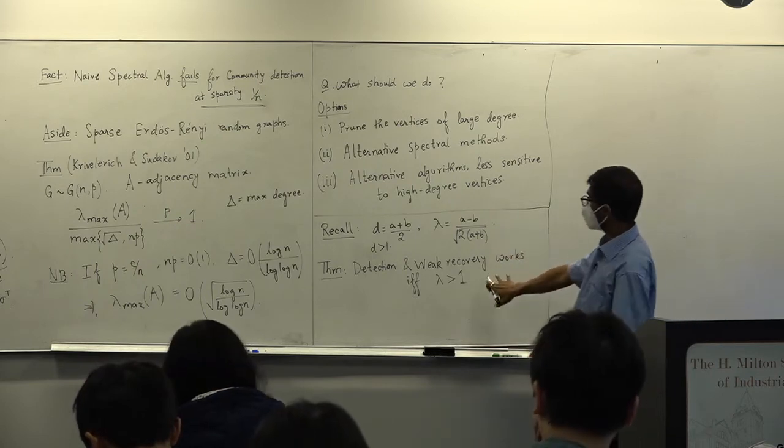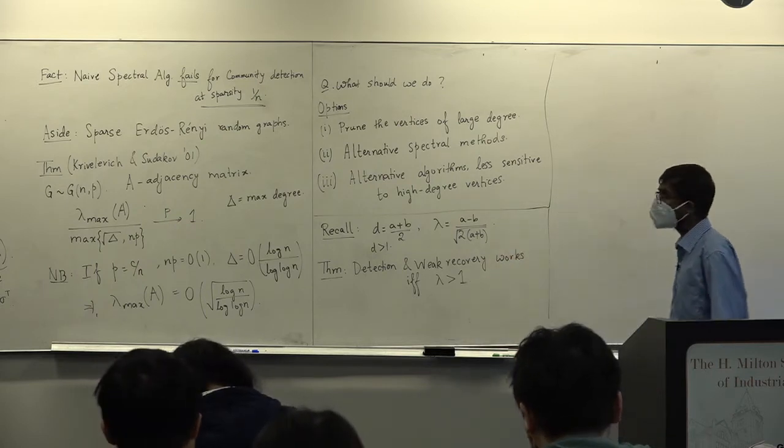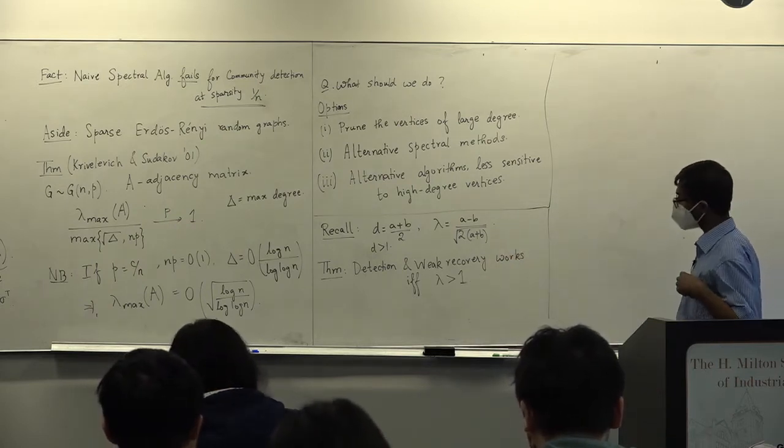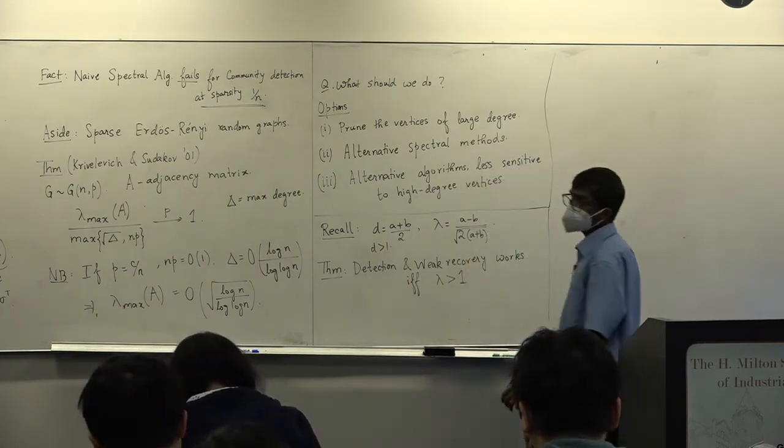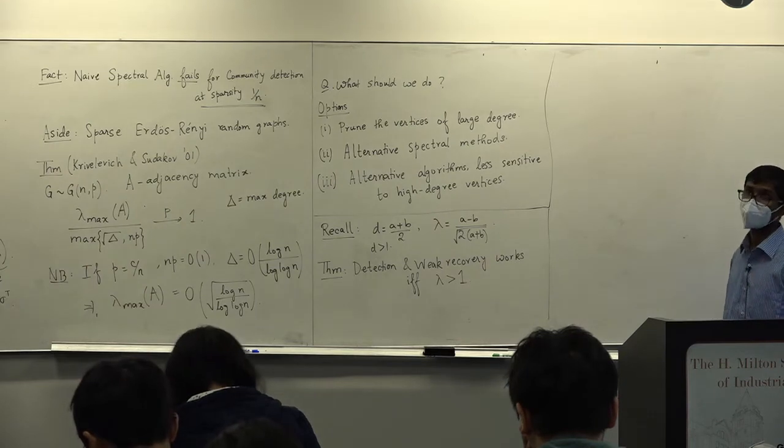And we are trying to establish a positive part of the result. So we have to come up with an algorithm that does the detection and can perform weak recovery as soon as lambda is bigger than 1.